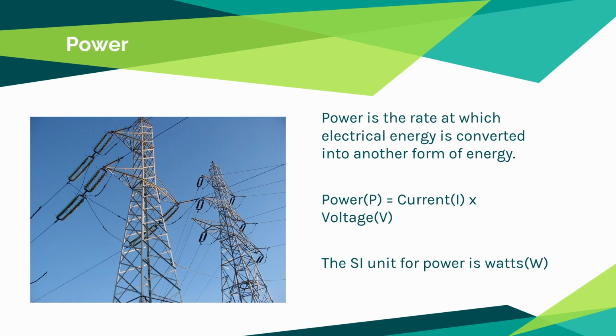Power. Remember that power is the rate at which electrical energy is converted into another form. We use the formula power equals current times voltage, or P equals I times V. The SI unit for power is a watt, represented by a capital W. Remember, some texts will use a lowercase w, and we don't know why.